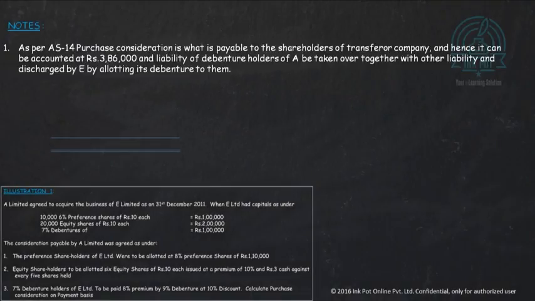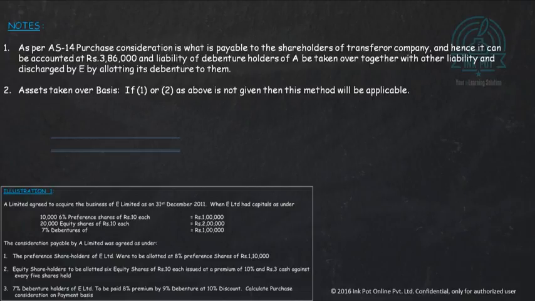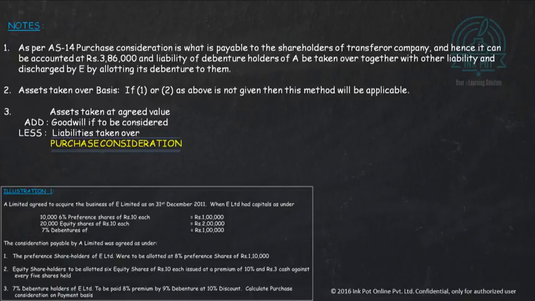These are the things that I have already explained to you. The balance, it can be accumulated 386, and liability of debenture holders of A be taken together with liability and discharged by E, allotting its debentures to them. Assets taken over. Now we have followed the payment method. In this case, net assets method is not being given to you.